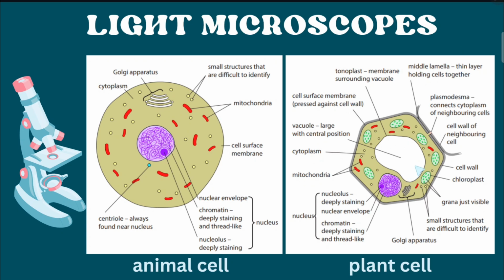Over here, there's a plant cell. You can see very clearly there's a large vacuole. It's pretty big, so obviously it's very much visible. You can see the chloroplast over here. You can see the grana inside the chloroplast. It's just visible, but you can see it.